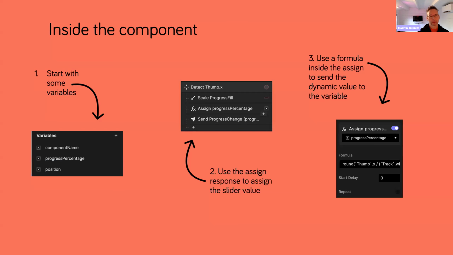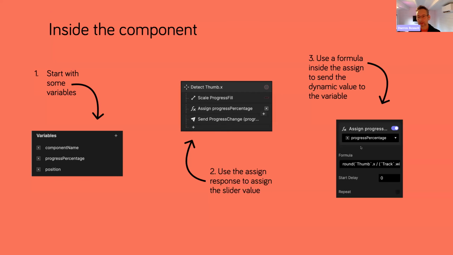On the inside, not too complicated. So again, we've got that progress percentage variable on the inside. And then what I'm doing, I'm detecting when the thumb, so make that circle, is being moved. So I'm detecting when thumb.x is being moved, doing a bunch of stuff, but specifically around the variable stuff, I'm assigning a value to that progress percentage variable.